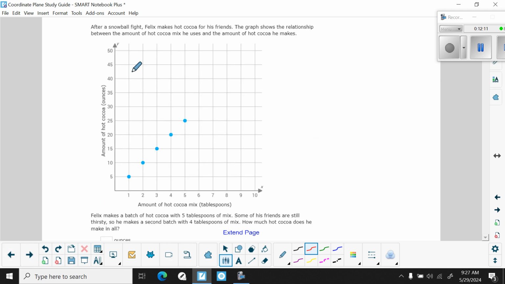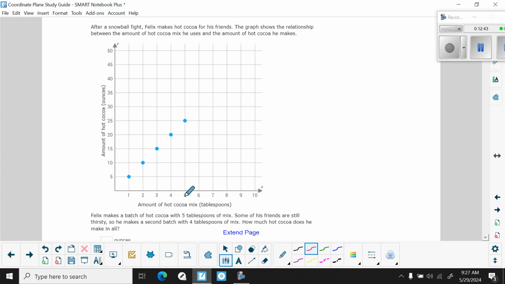All right. After a snowball fight, Felix makes hot cocoa for his friends. The graph shows the relationship between the amount of hot cocoa mix he uses and the amount of hot cocoa he makes. So, Felix mixes a batch of hot cocoa with 5 tablespoons of mix. So 5 tablespoons of mix. Some of his friends are thirsty, so he makes a second batch. So he's adding to it 4 tablespoons of mix. How much hot cocoa does he make in all?